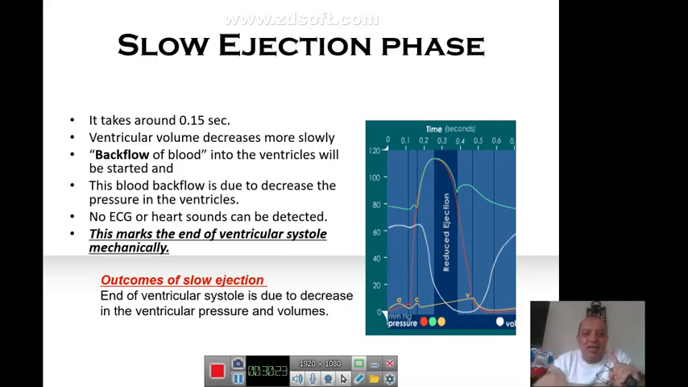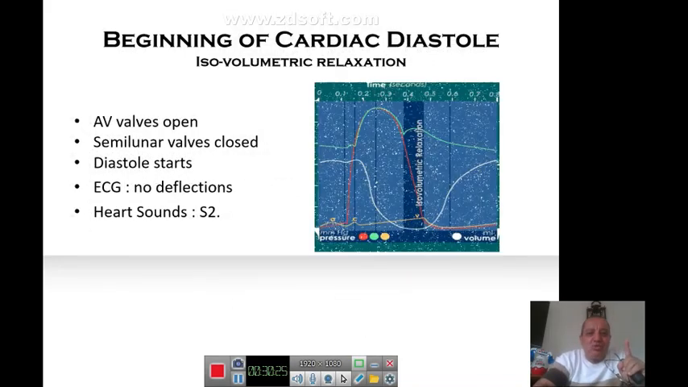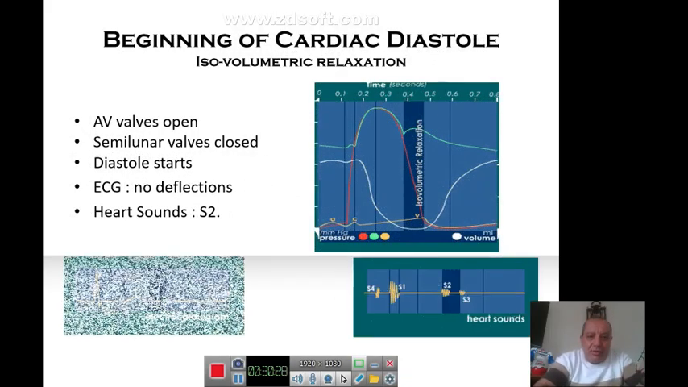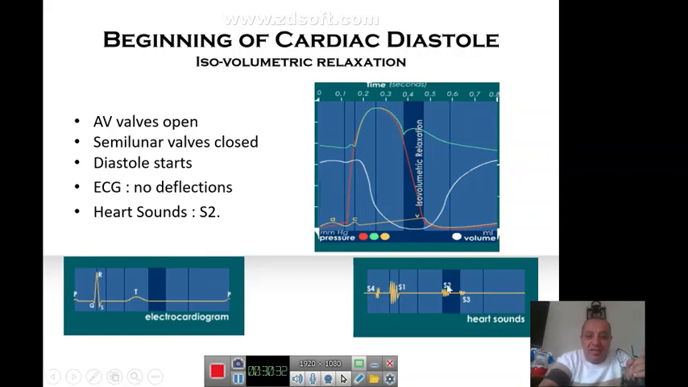So at that time we can hear the second heart sound, which is lub-dub. Okay, so we can hear the second heart sound, and then no ECG changes. The T wave is actually the repolarization of the cardiac muscle in the ventricles. So during the slow phase we have the AV valve open, then the filling will start again, and the semilunar valve will be closed, so it's the end of the systole, and no ECG changes.